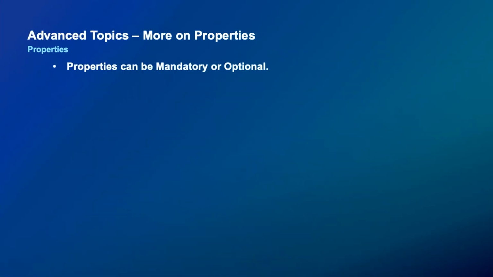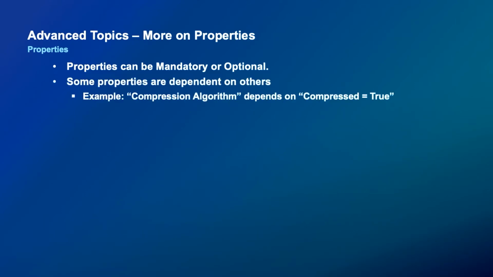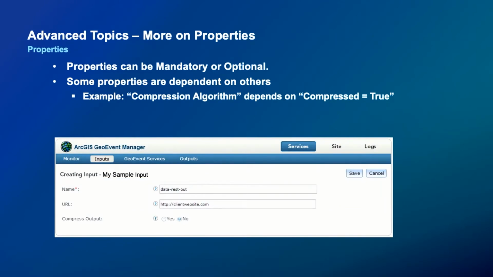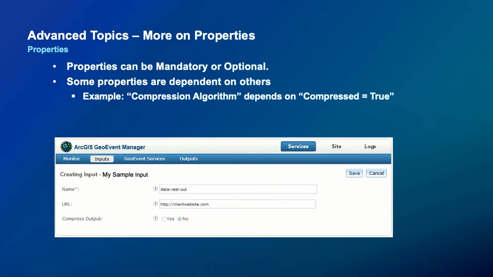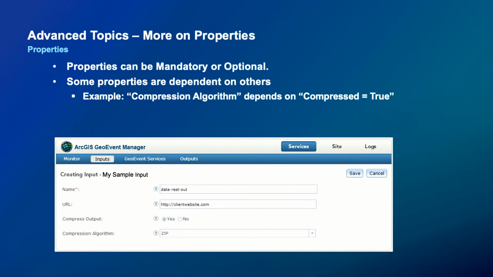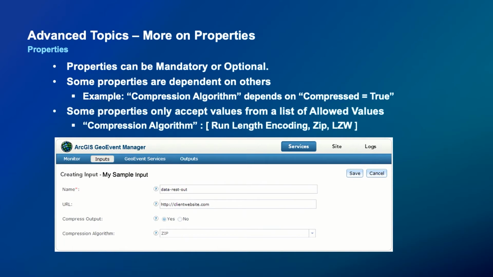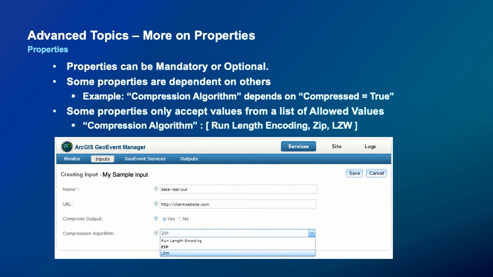So there are a few other functions that can be achieved through the properties. One of the things the properties can do is to set itself to be mandatory or optional, and properties can be dependent on other properties. In this case, one property lets the user decide whether to compress the data or not. If the user chooses yes, then the compression algorithm property shows up. Otherwise, the compression algorithm property disappears. And some properties can have predefined values. In this case, 3 predefined compression algorithms are presented to the user so that the user can choose one rather than entering one manually.